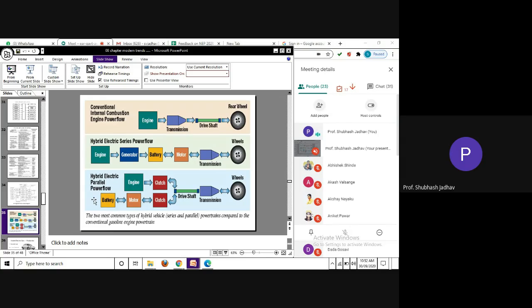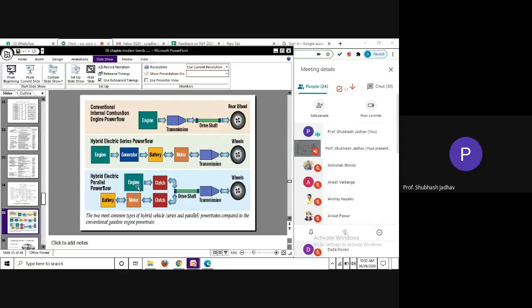Here is a parallel flow system. So this is a parallel hybrid. This is a series hybrid. In a parallel hybrid, you have an engine over here, and from the engine, power directly goes to the clutch and to the drive shaft. Simultaneously, you have a battery, you have a motor, and the motor is also powering the clutch. So simultaneously, engine and battery can both give power to your transmission system.